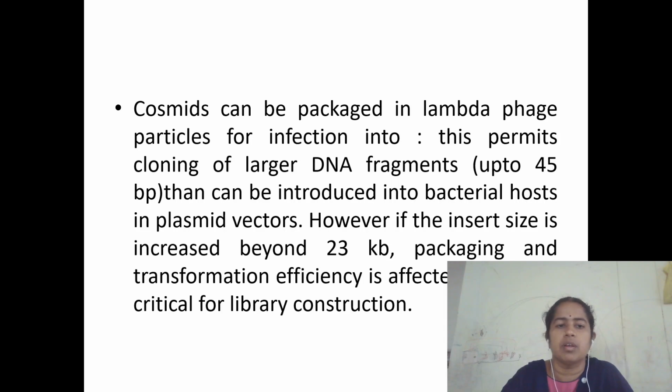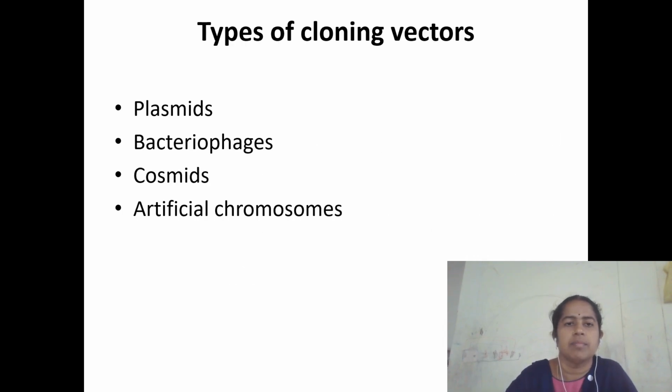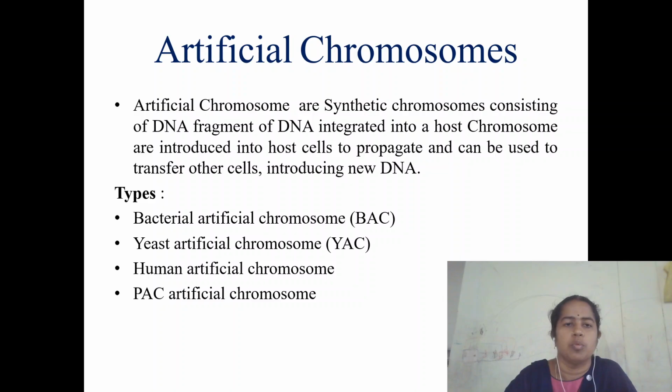This permits cloning of large DNA fragments, that is up to 45 kb can be cloned into bacterial hosts in plasmid vectors. However, if the insert size is increased by 23 kb, packaging and transformation efficiency is affected, which are critical for library constructions. Then types of cloning vectors. Plasmids, bacteriophages and cosmids. These three we have already seen, and now we will see the artificial chromosomes.